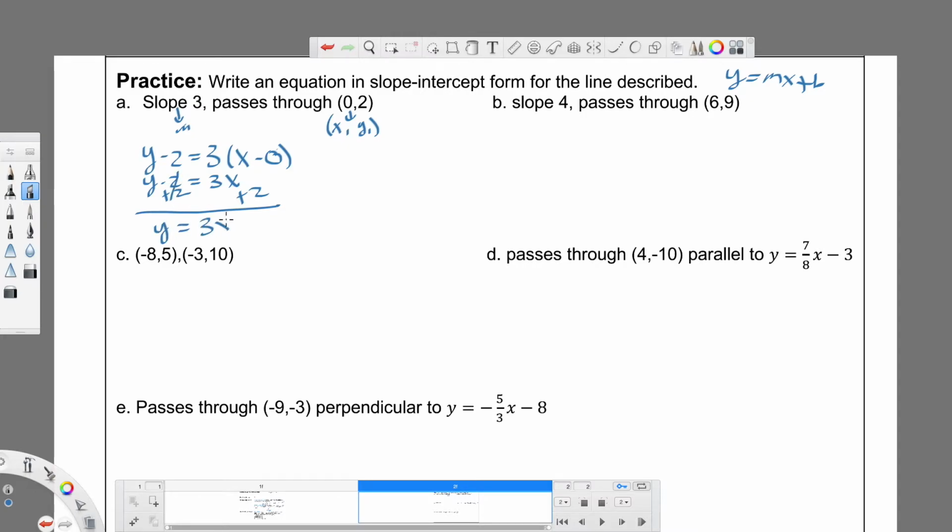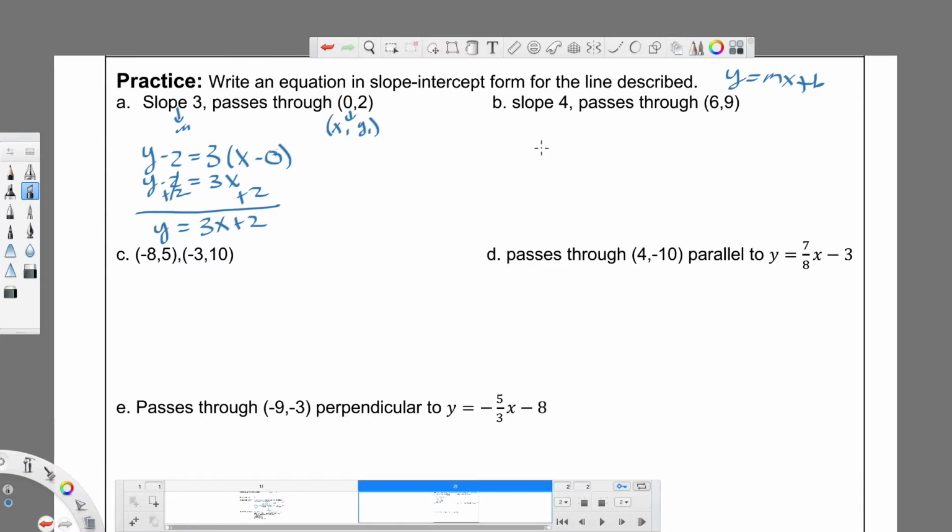3x plus 2. So remember, y minus 2 equals 3x. That is an equation of the line. It's not really in either of the two forms. Well, it is actually in point slope form because the 0 eliminated down. But it wants it in slope-intercept form. So just be careful with the directions there.